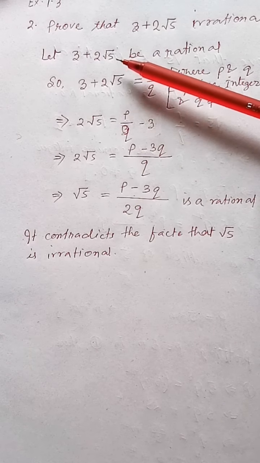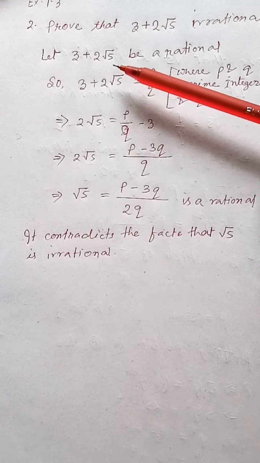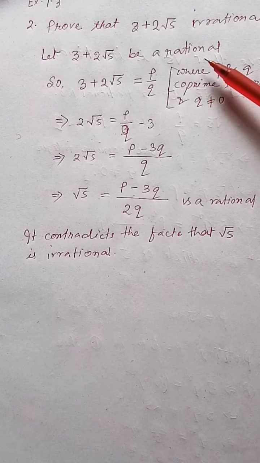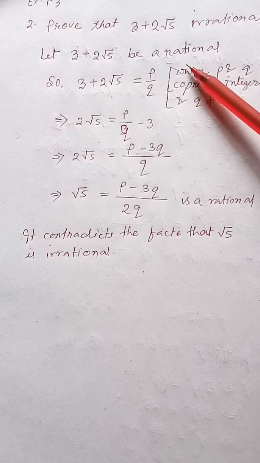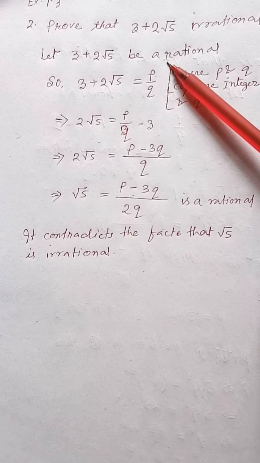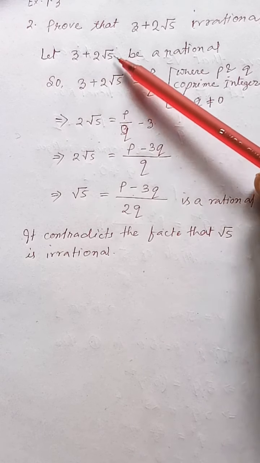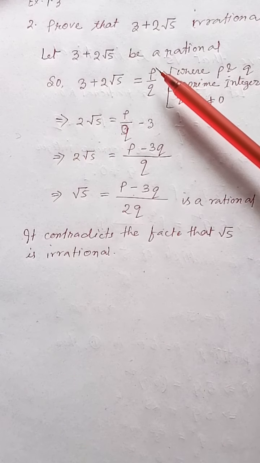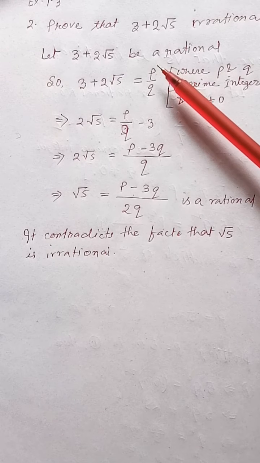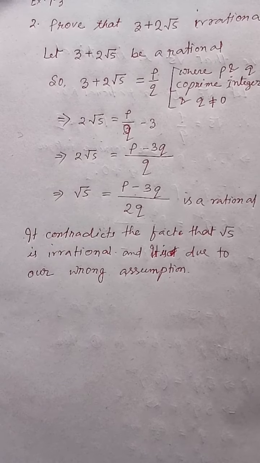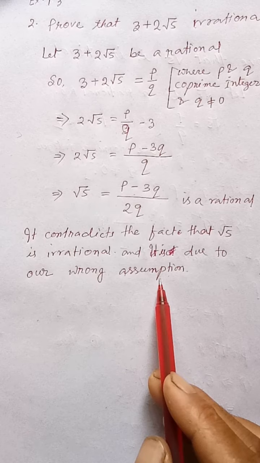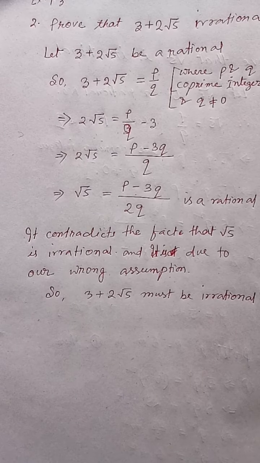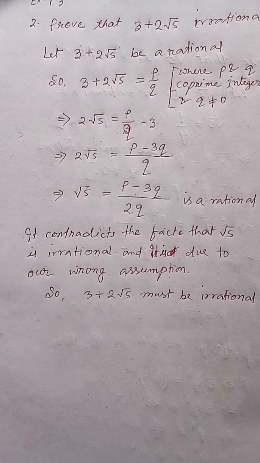Due to our wrong assumption, our wrong starting, that is 3 plus 2 root 5 is a rational. This is our wrong assumption. This is considered as a rational. It is wrong. So what should be the correct one? The correct one will be just the opposite of this. That is 3 plus 2 root 5 should be an irrational. That would be the correct one. And it is due to our wrong assumption. So 3 plus 2 root 5 must be irrational.